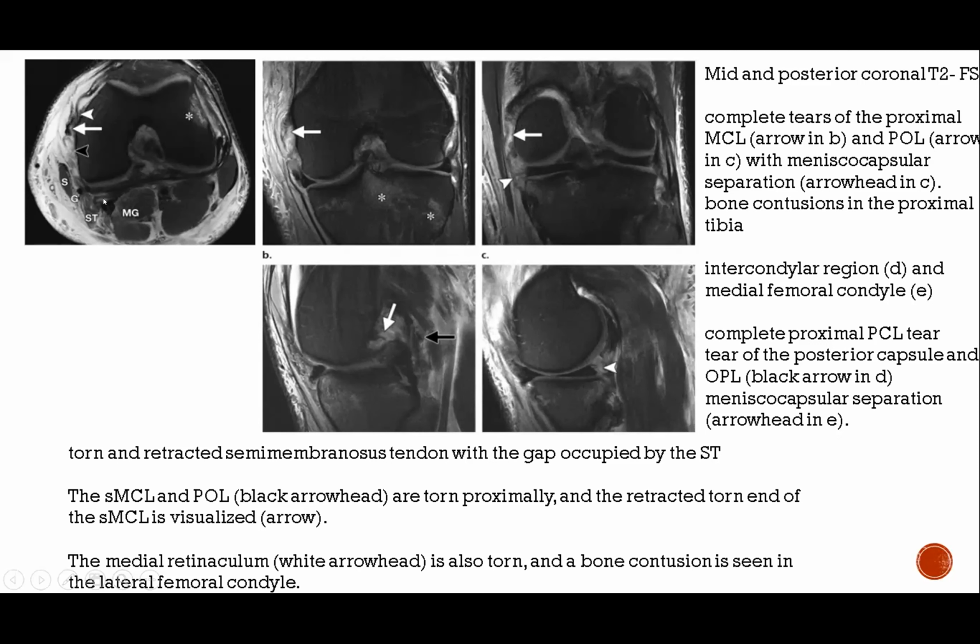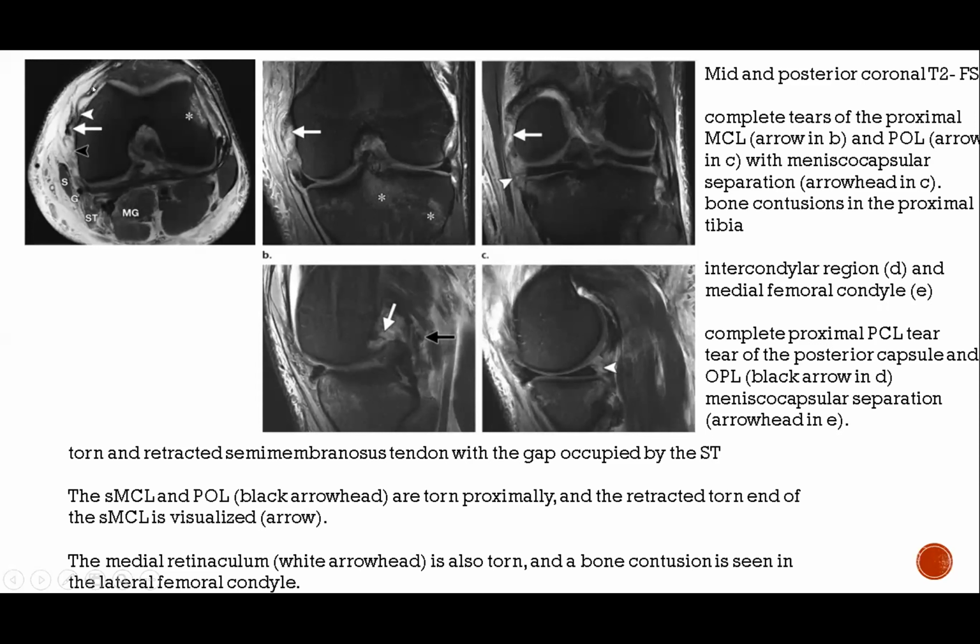So semimembranosus tendon is just above this cut, and the entire gap of semimembranosus tendon is filled up by the semitendinosus. Medial head of gastrocnemius is seen. We can see the superficial MCL and the POL are torn and retracted proximally. So the black structure is the superficial MCL, which is away from its attachment, and this is the attachment of the POL, which is retracted.